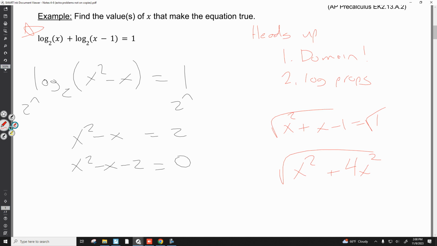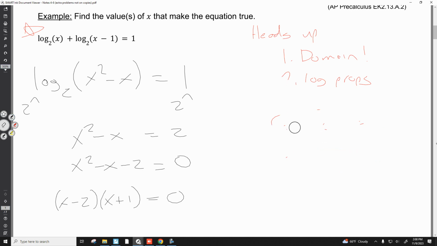So we do isolate the log. We do use log properties. We do get a quadratic that we can solve. We do get 2 solutions, x equals -1 and 2. But are these the solutions we're looking for?